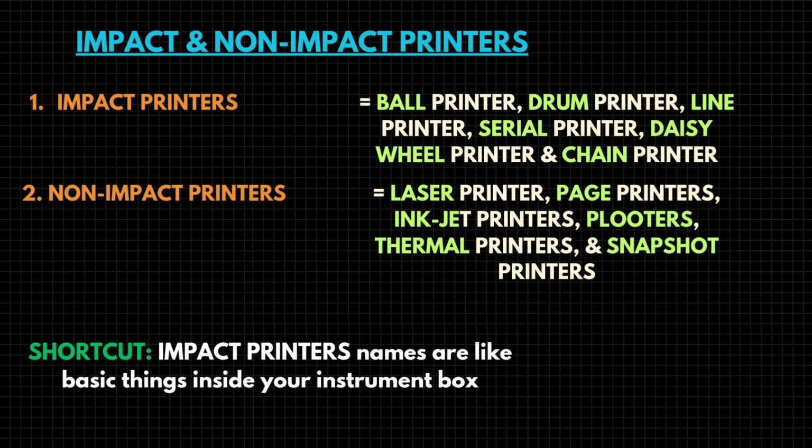There is not much of a shortcut that I can give you to memorize this one, but just remember that impact printer names are like the basic things inside your instrument box, which you used in your classroom when you were a student. So ball, drum, line, serial, daisy, wheel, and chain. These are like things that can be inside your instrument box. And the non-impact printers, just memorize as they are.